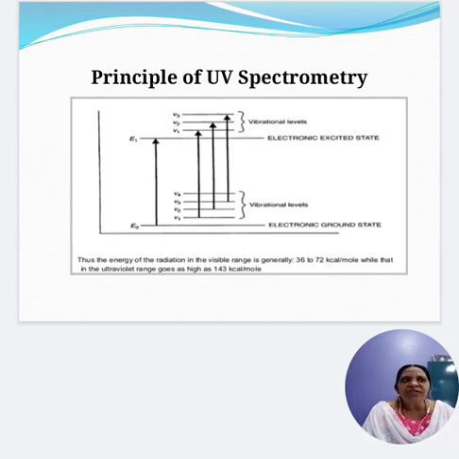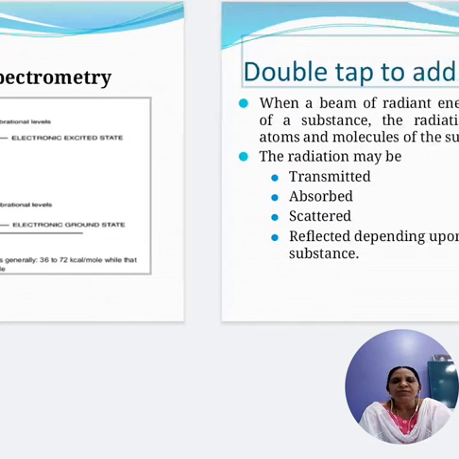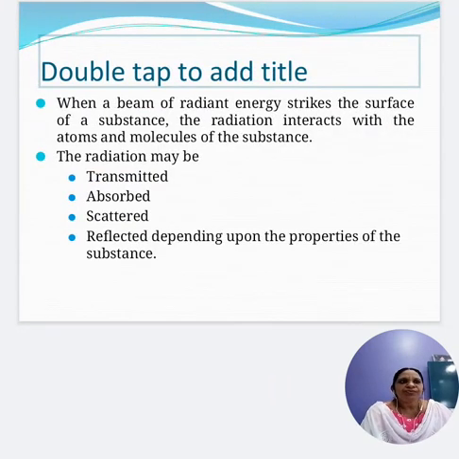Thus the energy of the radiation in the visible range is generally 36 to 72 kilocalories per mole, while that in the ultraviolet region is 143 kilocalories per mole. This is the energy liberated. Energy of the radiation in the ultraviolet range is 143 kilocalories per mole.